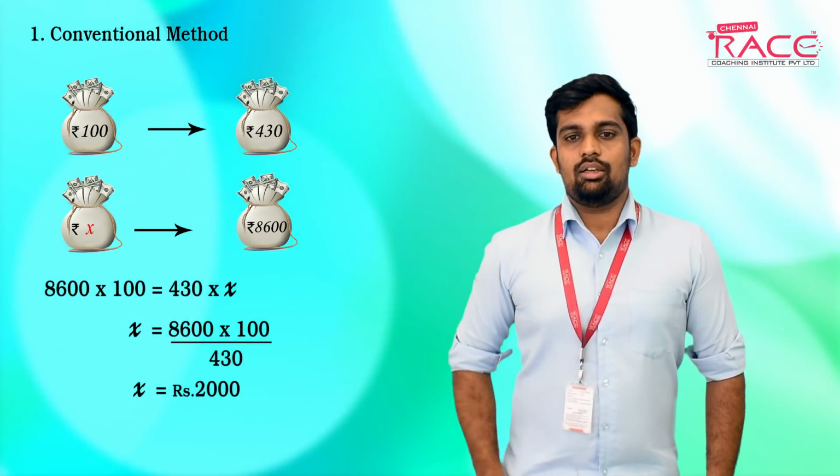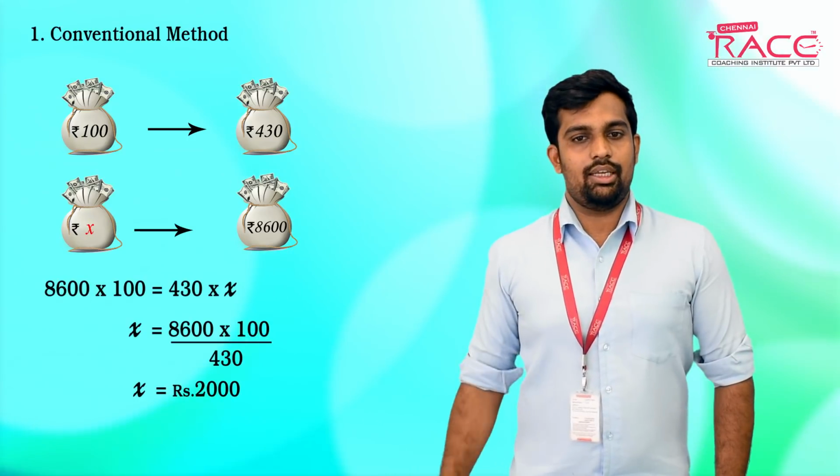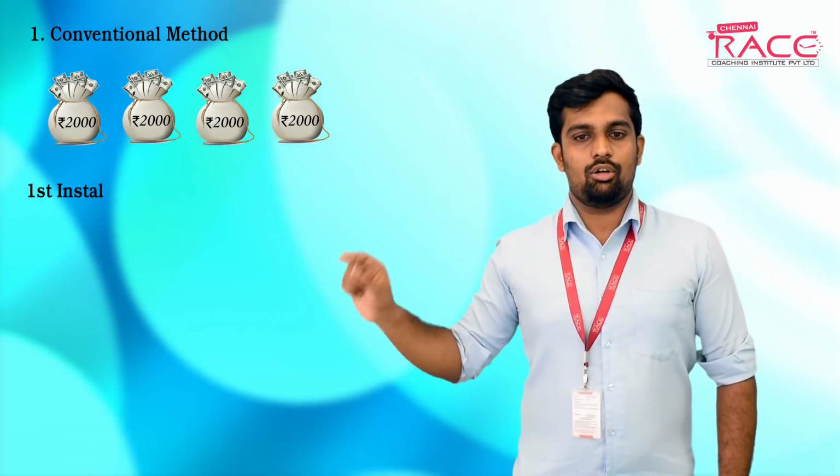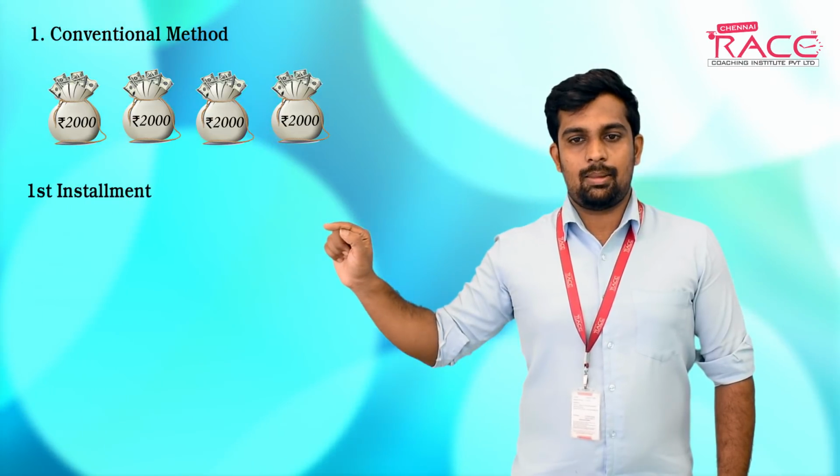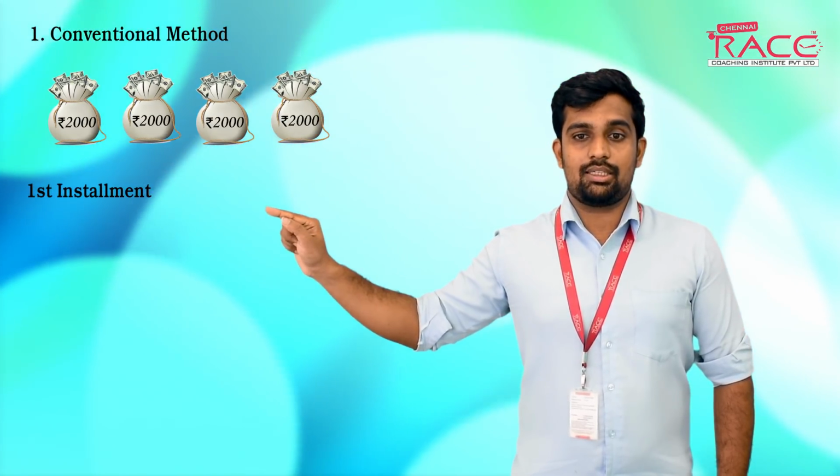We can check whether this rupees 2,000 is correct or not. Take the same way, that is 2,000, 2,000, 2,000, 2,000. For the first installment, rupees 2,000 plus the 5% interest on the remaining 6,000.